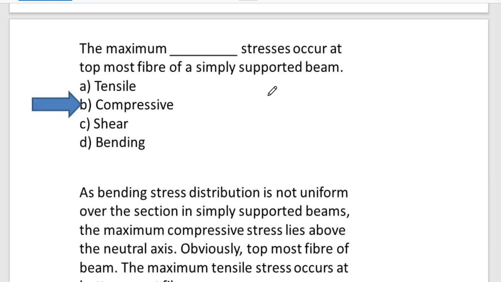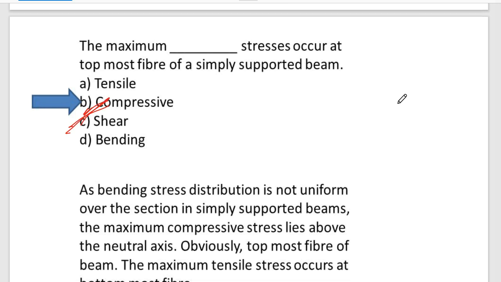Next, the maximum stress occurs at the topmost fiber of the simply supported beam. So if it is a simply supported beam, it is the opposite of the cantilever: compressive stress comes at the topmost fiber and tensile stress comes at the bottommost fiber.